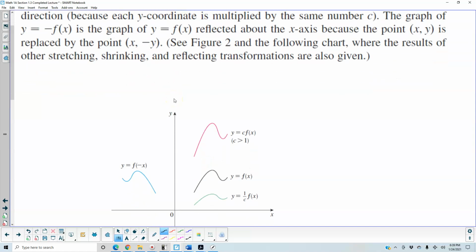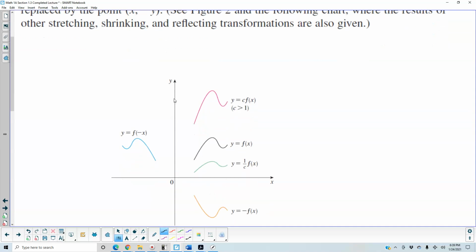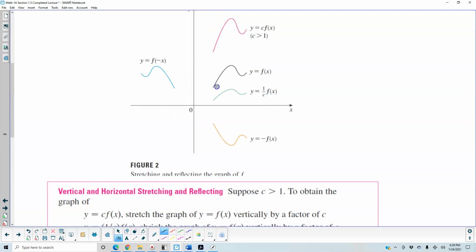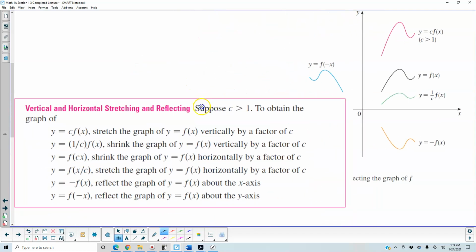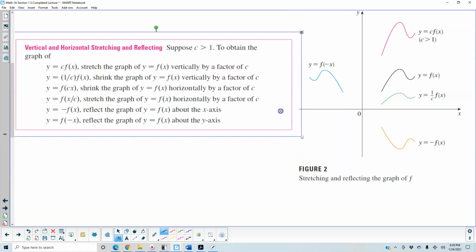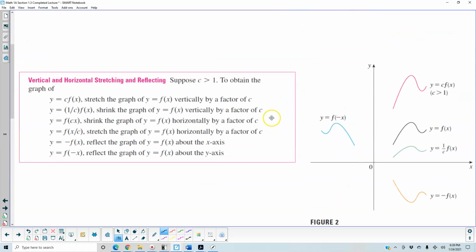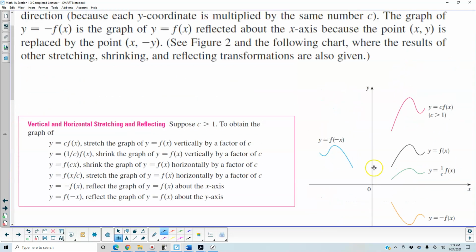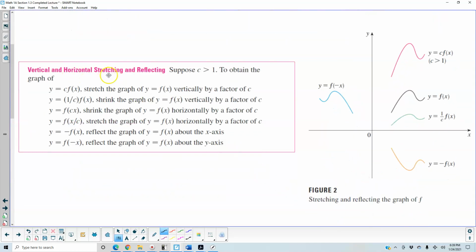So let's see figure 2 and follow the chart where the results of other stretching, shrinking, and reflecting transformations are also given. Let me move this up here so we can see this a little bit clearer. To your right here are the vertical and horizontal stretching and reflecting. When y is equal to a constant times f of x, we stretch the graph of y equals f of x vertically by a factor of c. We can see here, this is the regular form, and we stretch it if c is greater than 1.